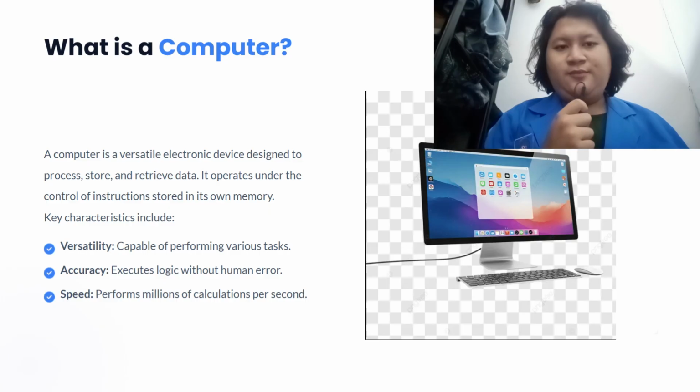There are three important characteristics of a computer. First, versatility, which means a computer can perform many different tasks. Second, accuracy, which means it can execute logic with very few errors. Third, speed, because a computer can perform millions of calculations in just 1 second.